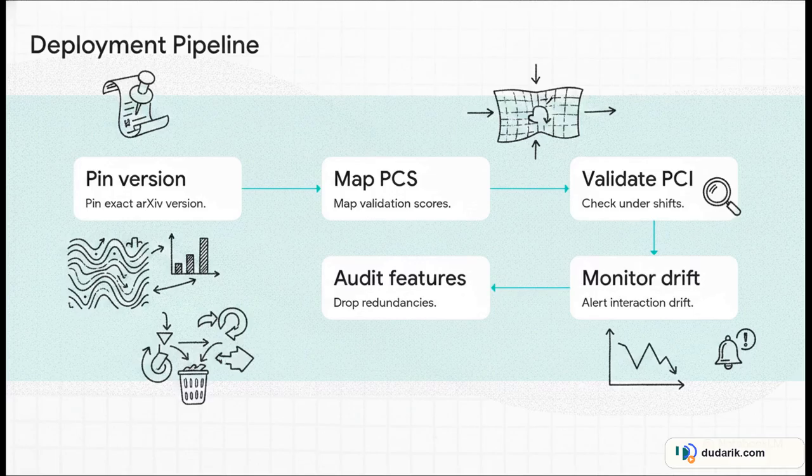Second, run PCI on your validation splits to map out your baseline importance scores. Third, and this is key, validate your PCI under distribution shifts so your interaction scores don't just randomly flip due to sampling noise. Fourth, bake this interpretability map into your monitoring stack to set up alerts for interaction drift. And finally, use both metrics to audit multicollinear features so you can confidently drop redundancies and actually improve your model's generalization.